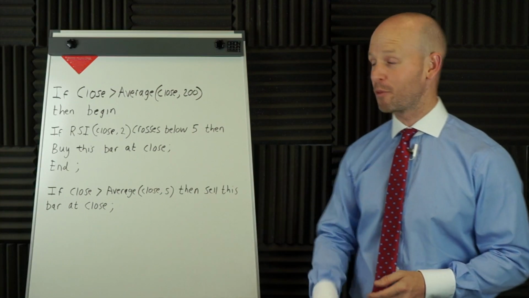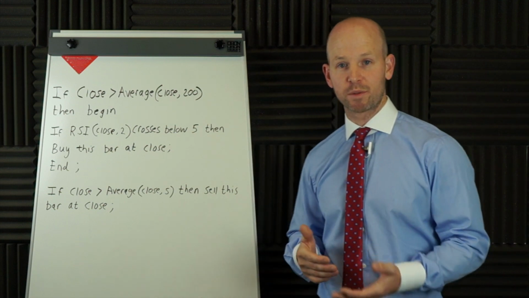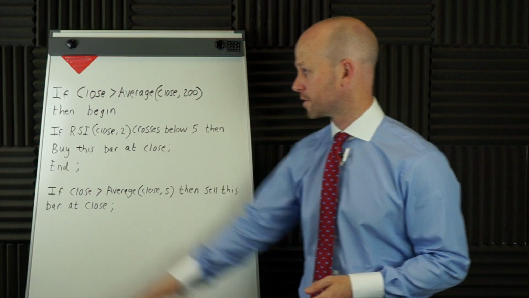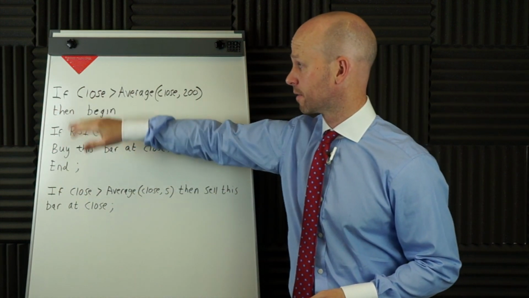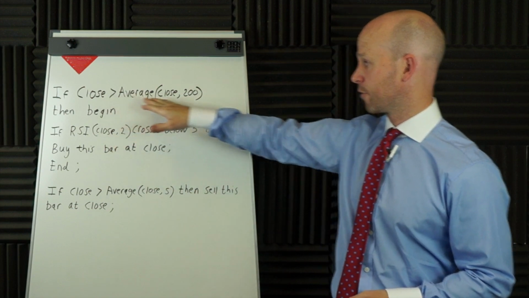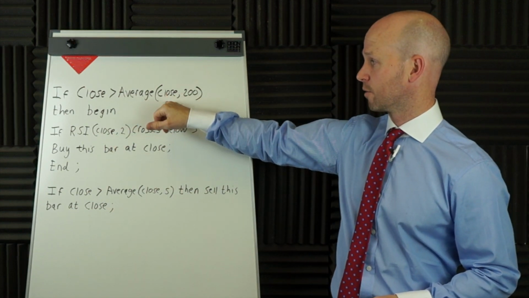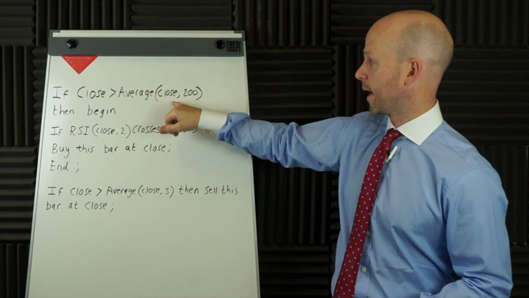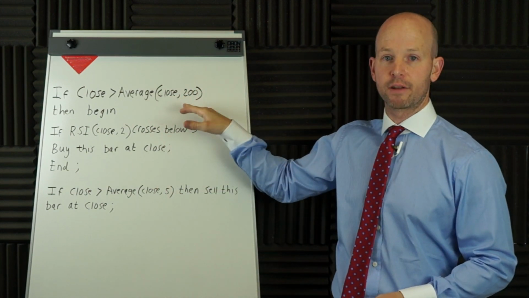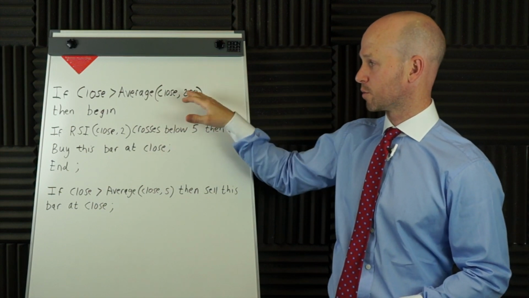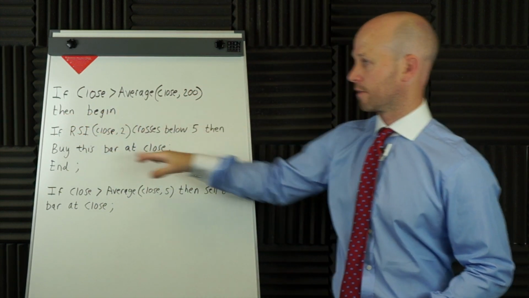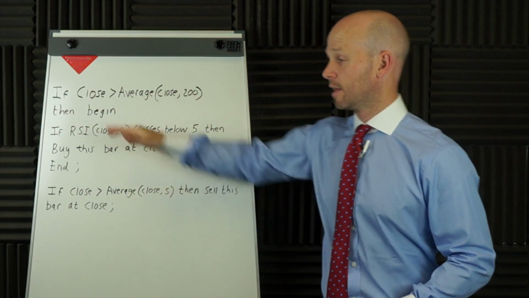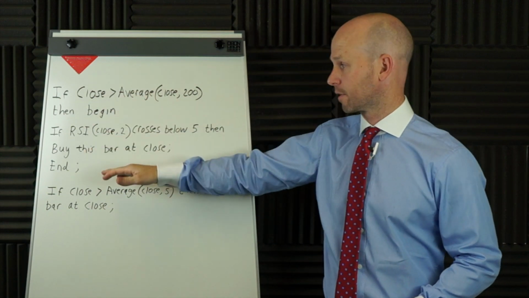So rule number 1, we wanted to see that the close was above its 200 period moving average for that longer term uptrend. So we're saying if the closing price, if the close is above the average, and then in brackets we've got close, it's the average of the closing prices, that's how the moving average works, and 200 is the length, so comma 200, close brackets, then begin. So that line is saying if the close is above that 200 period moving average, then we can move forward with the rest of the code.